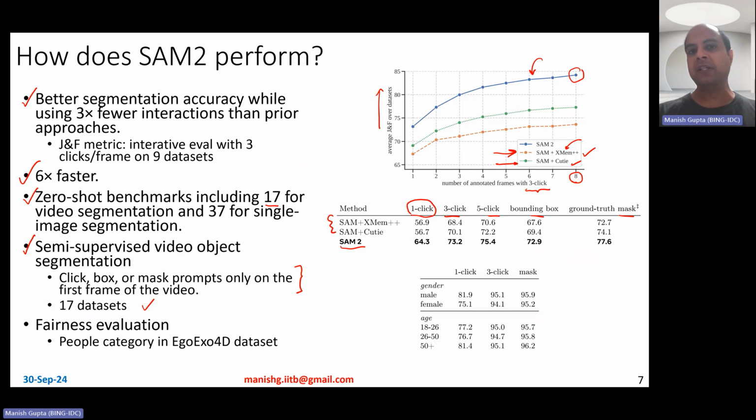They also did a fairness evaluation. So does the model detect males versus females in a scene more accurately, right? They observed that yes, there is some bias. When you provide one-click, three-click, or mask prompting, for males the accuracy, the J and F scores, is typically higher compared to females. But from an age perspective, you do observe that there is typically no such pattern. So the model is reasonably fair across different people categories, as evaluated on this Ego-Exo4D dataset.